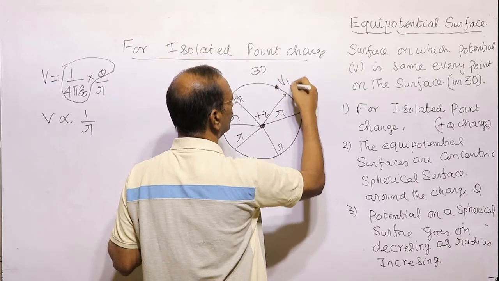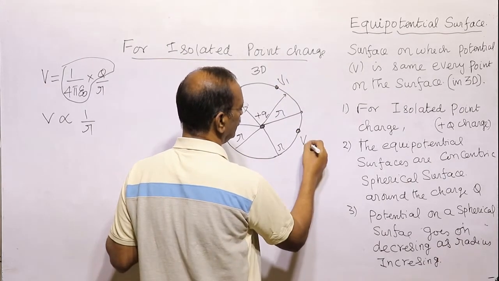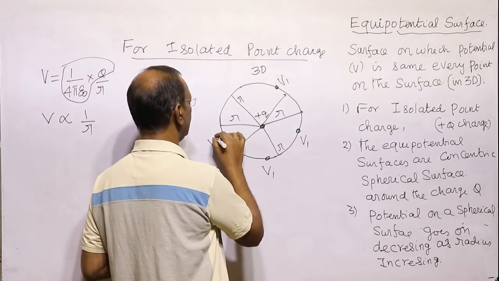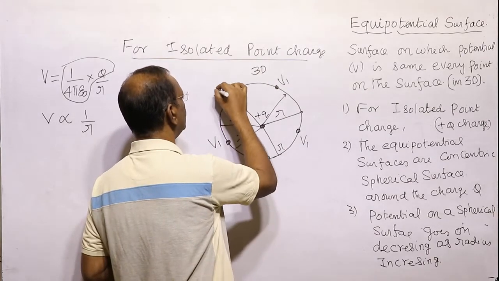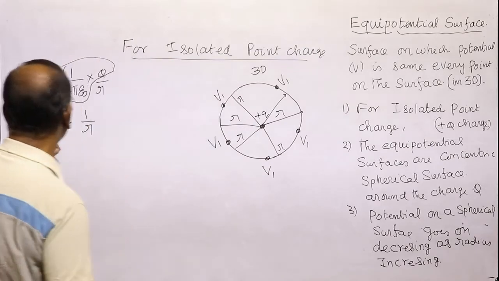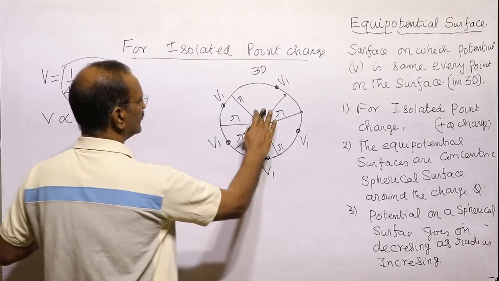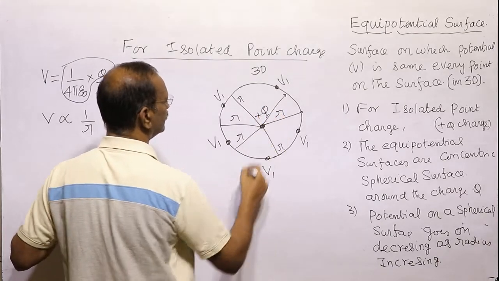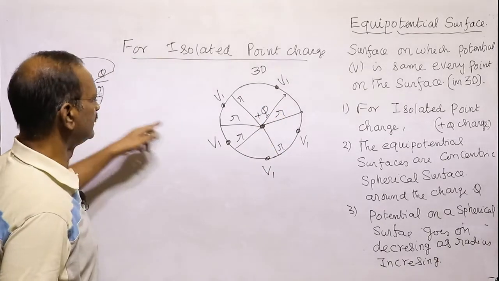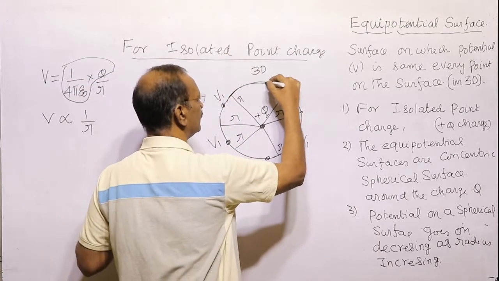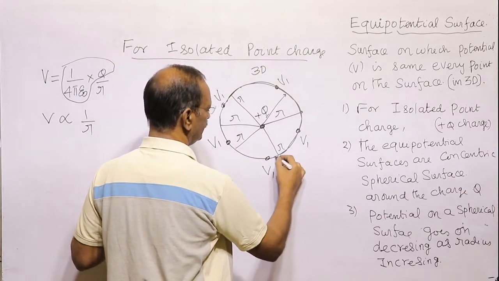Say the potential here is V1. The same potential will be here also, and here also, because V1 is equal to 1 by 4 pi epsilon naught into the positive charge q, divided by the distance. This distance is the same everywhere. So what is this surface called?